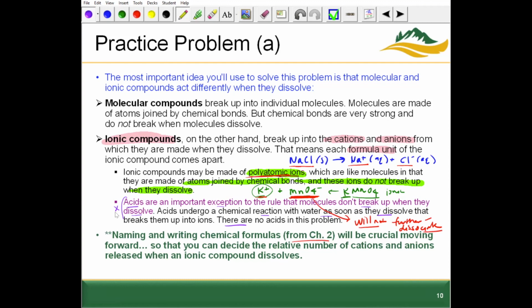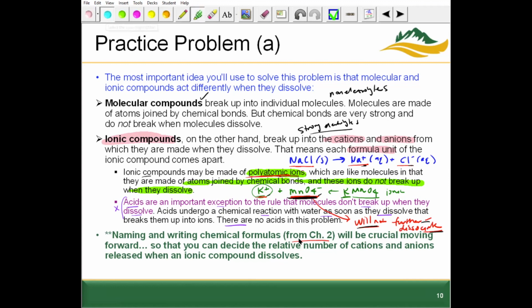So to summarize, molecular compounds will not break up into ions when dissolved in solution. That makes molecular compounds non-electrolytes. Whereas ionic compounds are strong electrolytes. They will break up completely into a cation and anion in solution. But importantly to remember, with ionic compounds that are still strong electrolytes, but they contain a polyatomic ion, this polyatomic ion will not further dissociate.